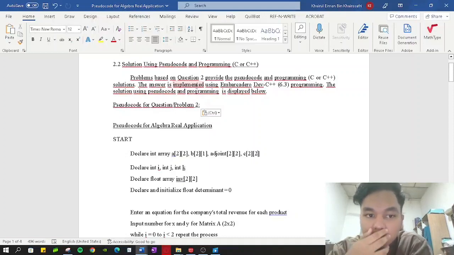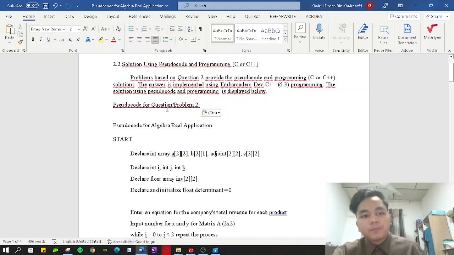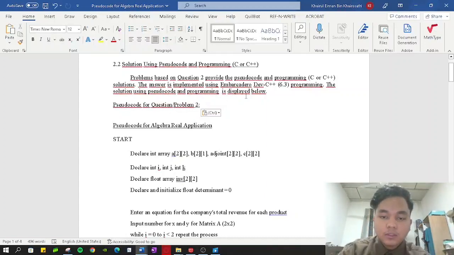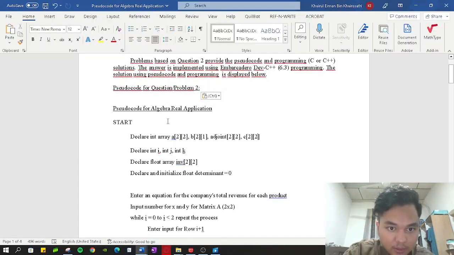I will explain my part, which is 2.2 solution using Sudoku and programming C or C++. The problem is based on question 2, providing the Sudoku and programming C or C++ solutions. The answer is implemented using Embarcadero Dev C++ 6.3. The solution using Sudoku and programming is displayed below. As you can see, this is Sudoku.